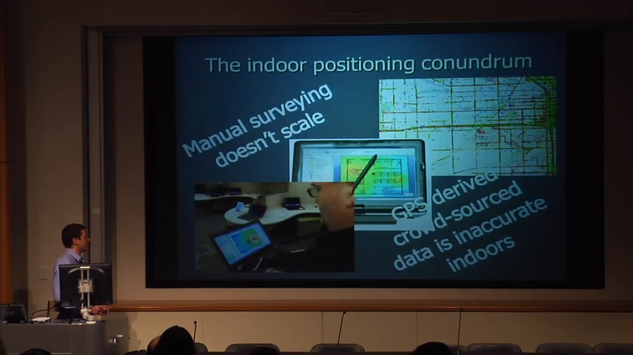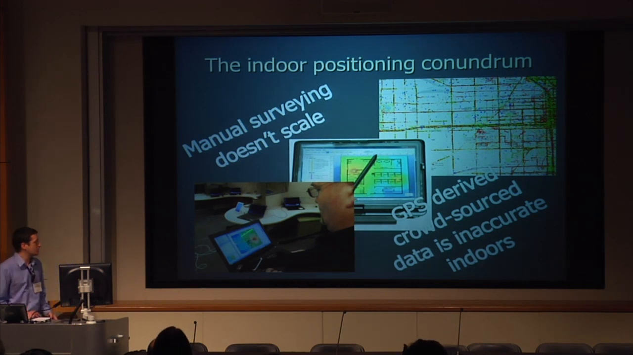So why don't we have it yet? Well, the best way to get accurate indoor positioning today is to manually survey the environment. So go to all the locations, have a floor plan, poke your finger on the map, take the readings, and carry on. And it takes a long time, and it will not scale.